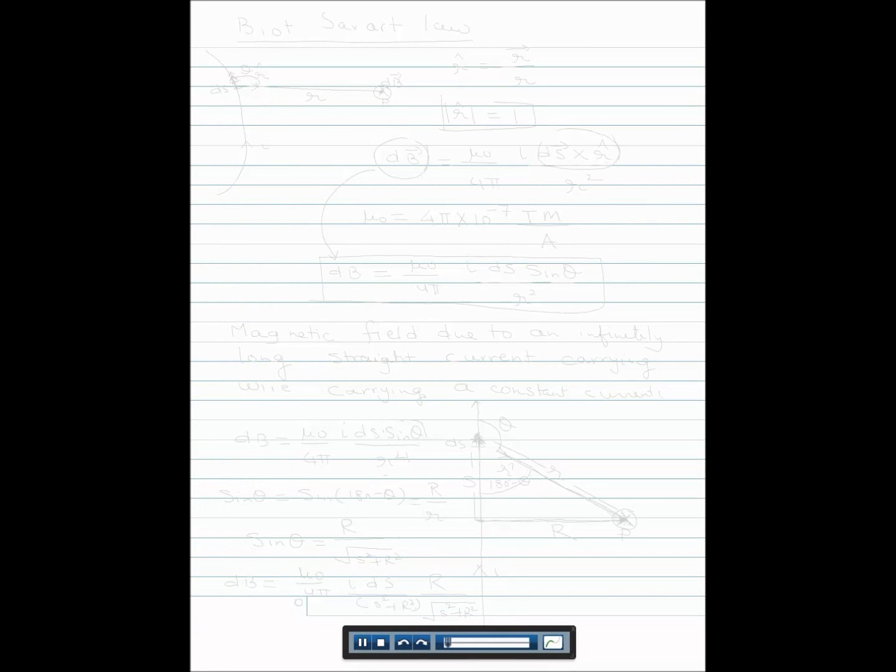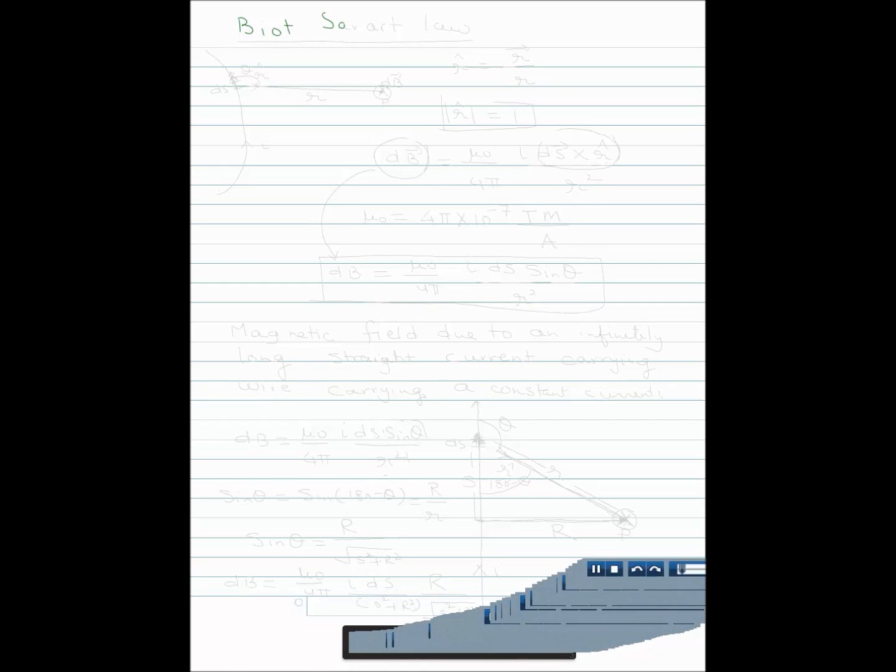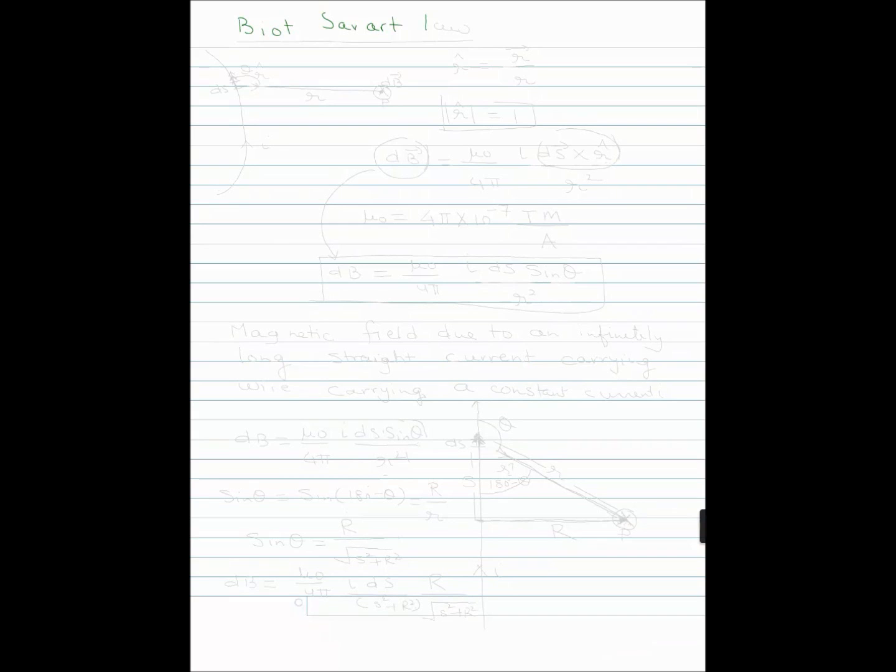Alright, so today we are going to do some example problems involving Biot-Savart law. Remember, Biot-Savart law plays the same role in magnetism that Coulomb's law plays in electrostatics. So let's consider a current element.